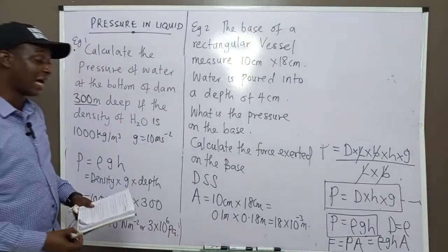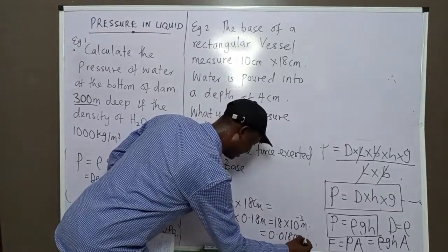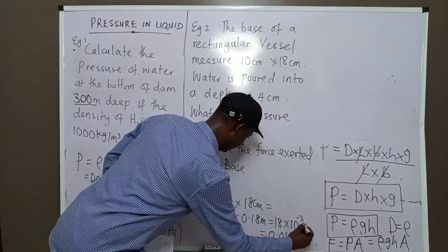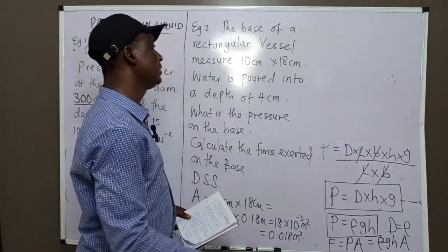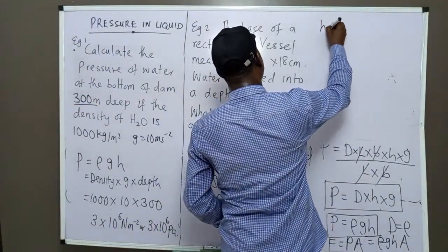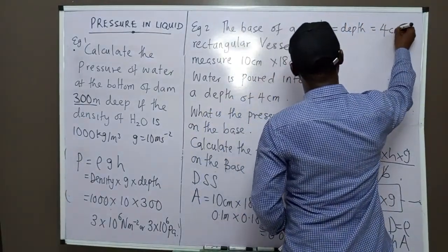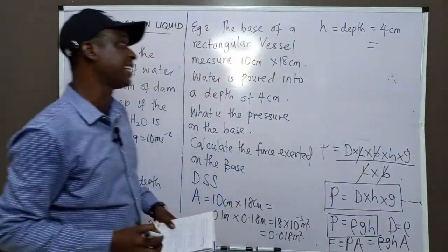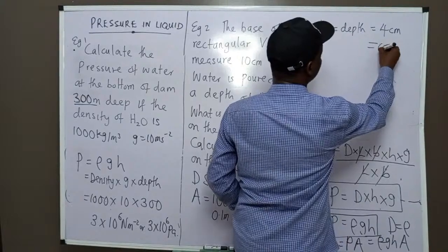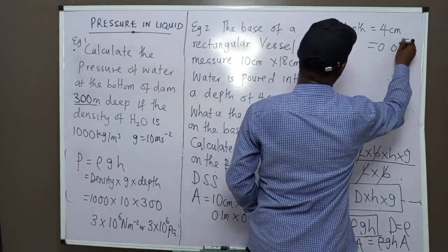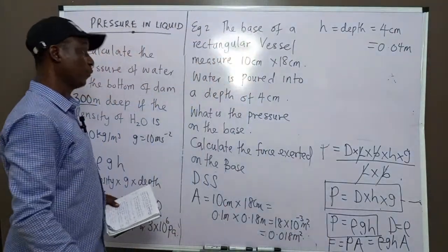Now, having gotten that, we can say the area is 0.018 meter square. Now, water is poured into the depth. What is the depth now? The height, the depth. The depth is 4 centimeter. And if we convert 4 centimeter to meter, we divide by 100. You have 0.04 meter. If you are solving, just press your calculator to follow me up.